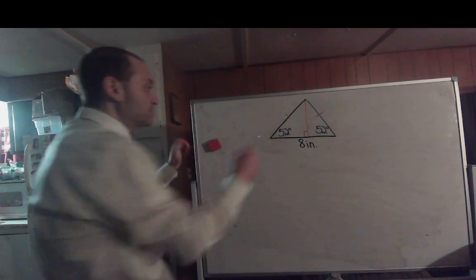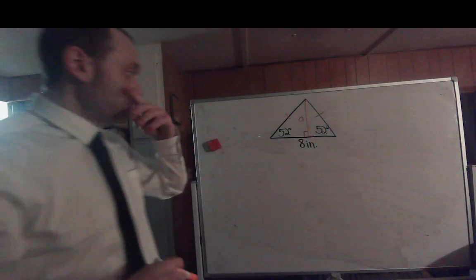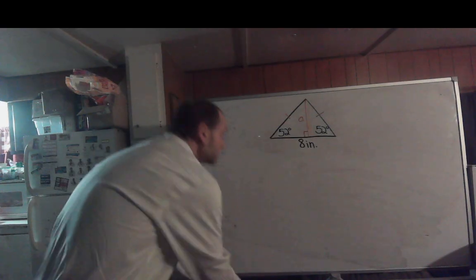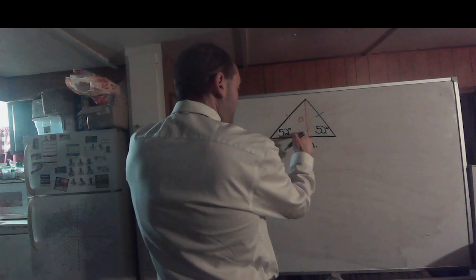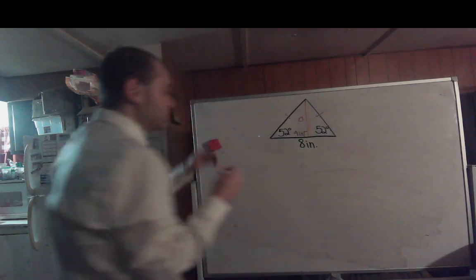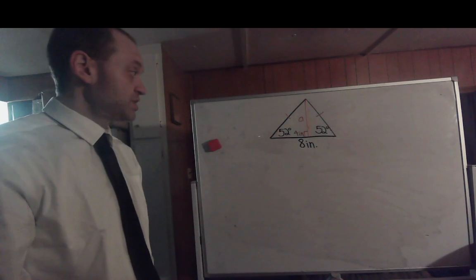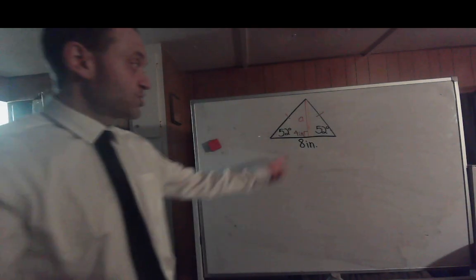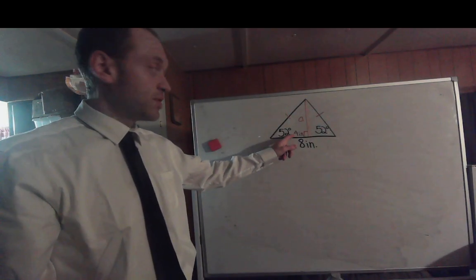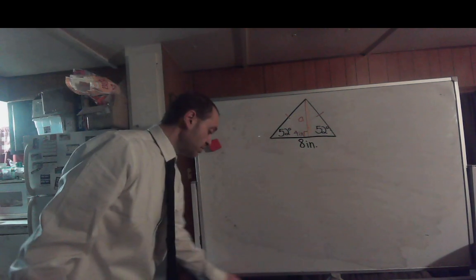So that means that altitude A is perpendicular to this base at its midpoint. That means that half of the base is 4 inches, right? Half the base is 4 inches. Well, how can we find that altitude? These are split into 2 right triangles. You already know a side of the right triangle and you know an angle measure. So let's look at what we have here.